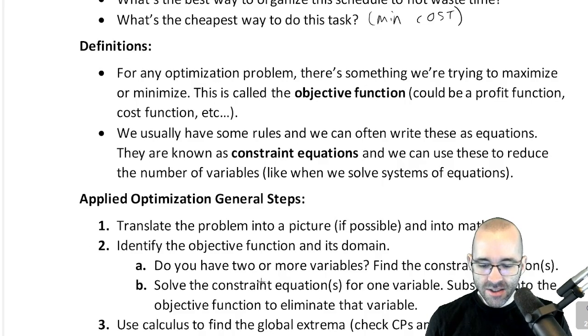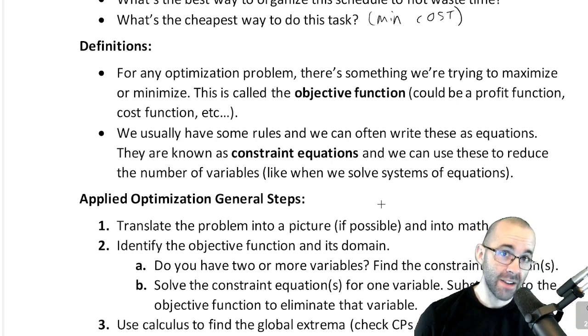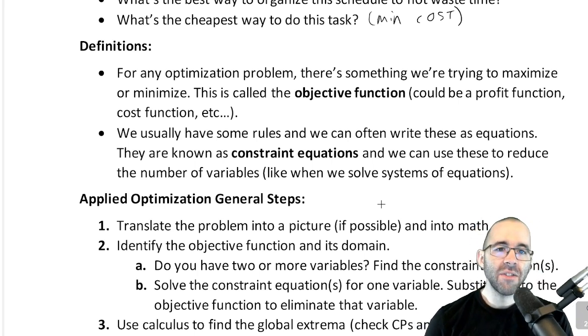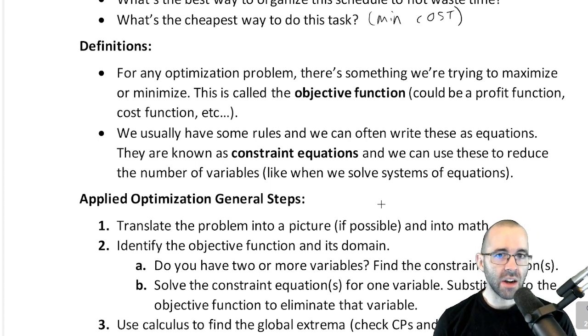So let's stop talking about me and things that I like, and let's start talking about what you need to know. So we've got some definitions that you may have heard before. I know if you were in my business pre-calculus class that you have seen these for sure, and many other business pre-calculus classes will have talked about them.